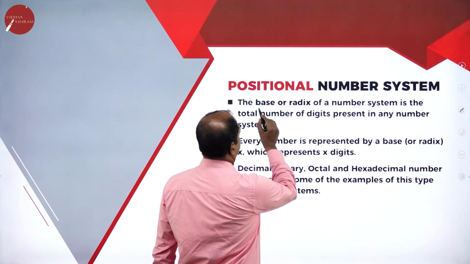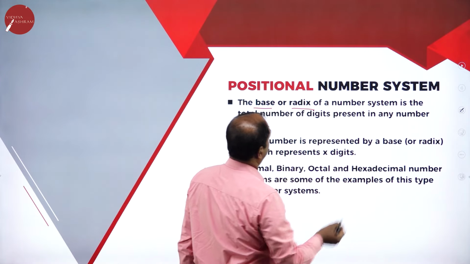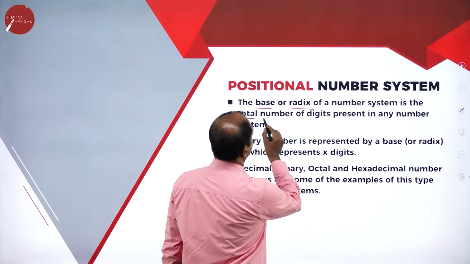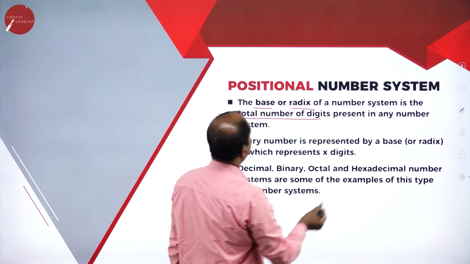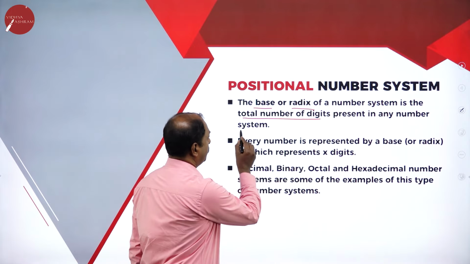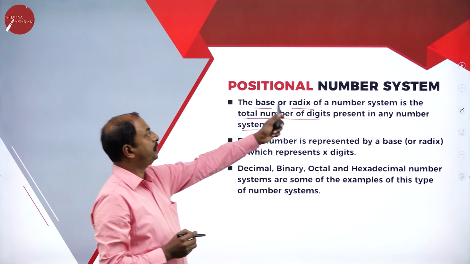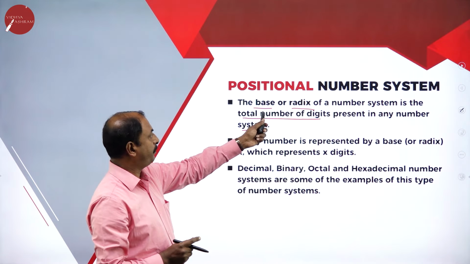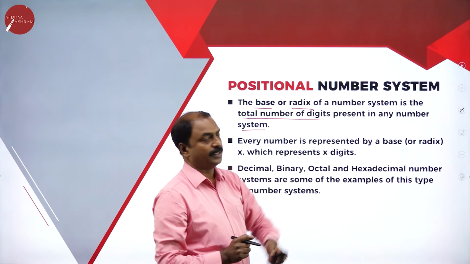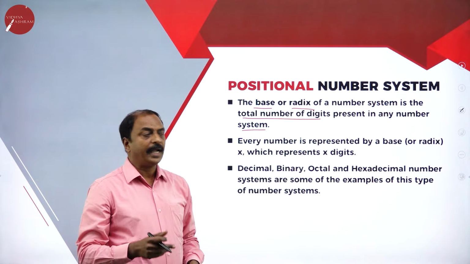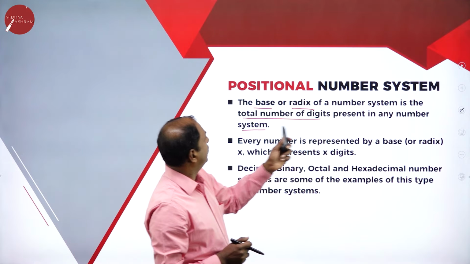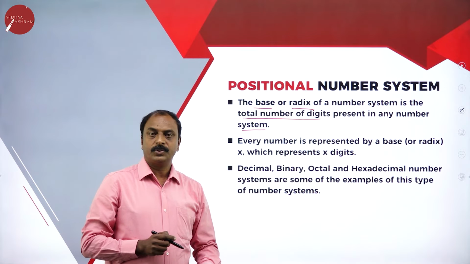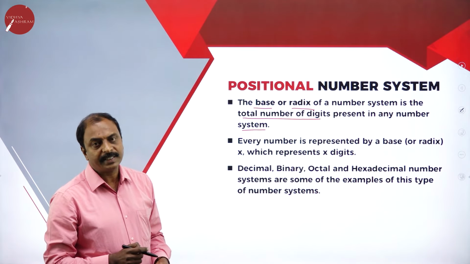The base or radix of a number system is the total number of digits present in any number system. So in the positional number system, we have something called a base or radix of a number system. What is a base or radix? It is nothing but the total number of digits present in any number system. Now we are going to learn with different examples.